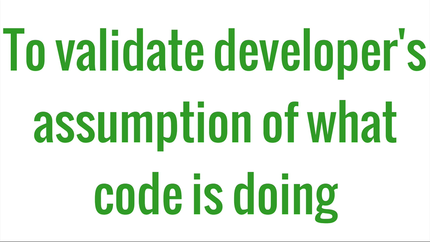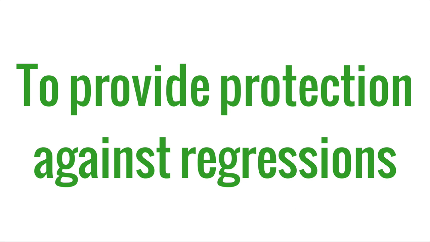Secondly, of course, tests validate my assumption about what the code is doing. That's different from saying that the code is right, but it is saying that I can make an assumption about what the code is actually doing and automatically validate that that assumption is correct. And finally, tests provide protection against regressions. So later, when I change my code, if I change it in a way that the functionality changes, a test should break. How do I get there?